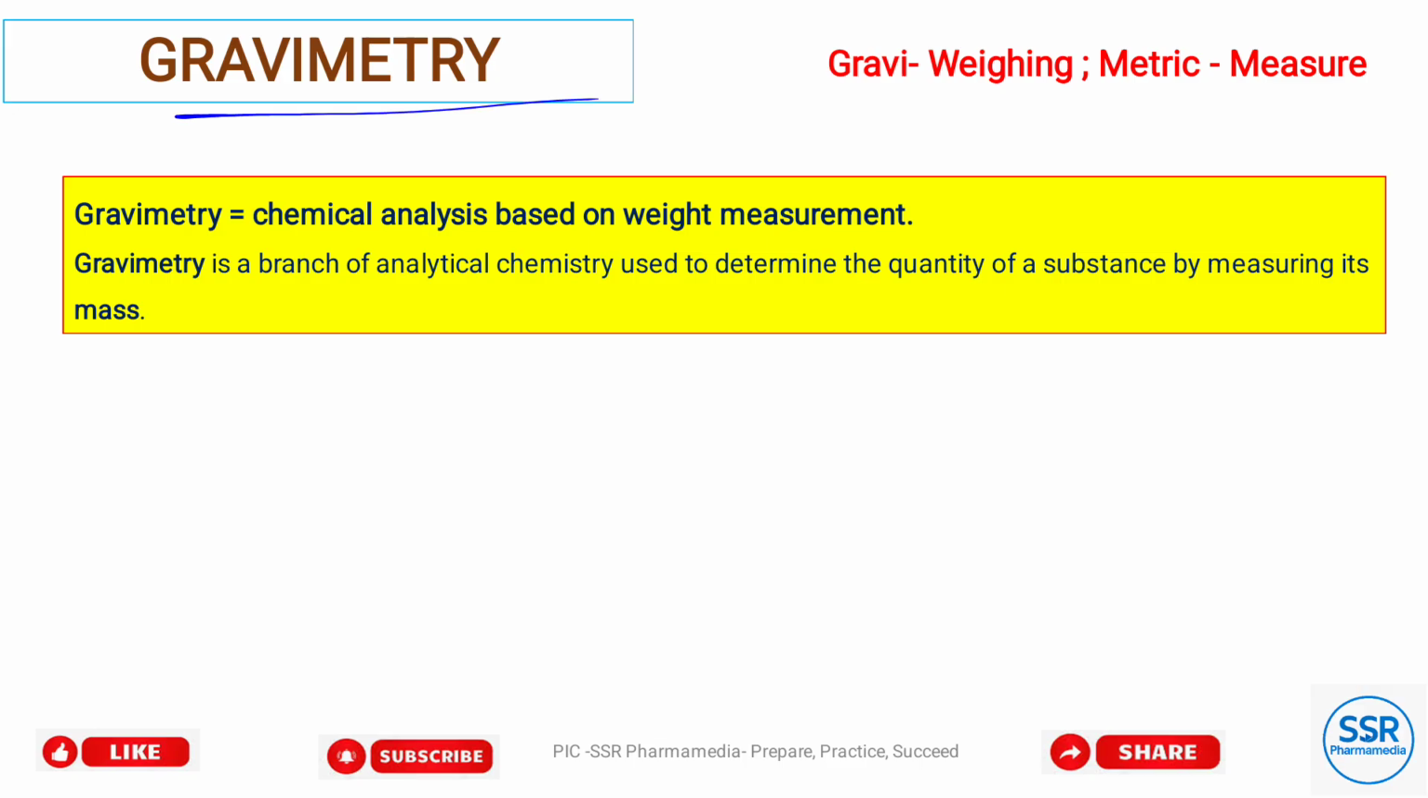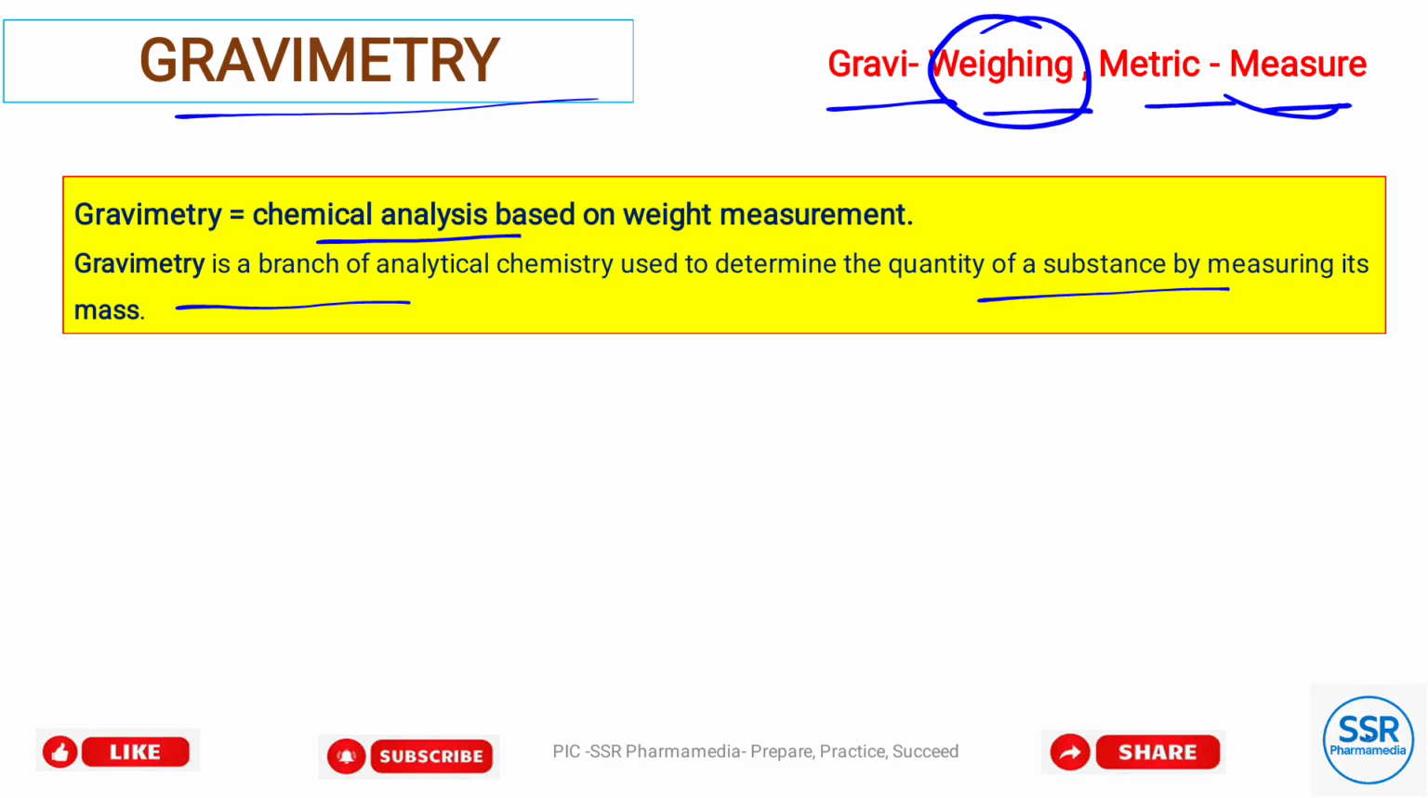Gravimetry means: gravi means weighing, metric means measure. So it is the measurement of weight. Measurement of weight is called gravimetry. Gravimetry is a chemical analysis based on weight measurement. Gravimetry is a branch of analytical chemistry used to determine the quantity of a substance by measuring its mass.